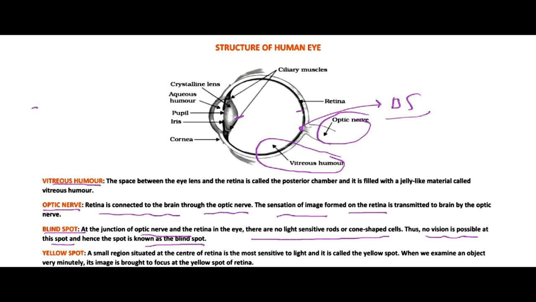Clear? Last is yellow spot. What is yellow spot? It is a small region situated at the center of the retina, here. It is the most sensitive to light. When we examine an object very minutely, in that case, the image focuses on the yellow spot only. So these all are the parts of the human eye.